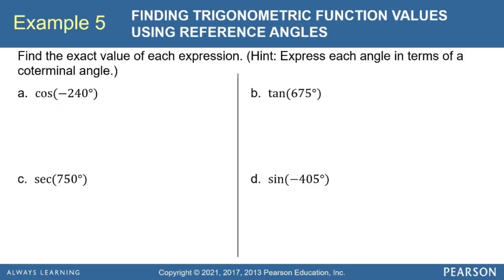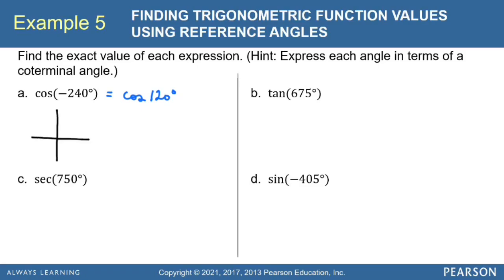Now it may very well be that you are comfortable sketching that angle in its negative state. But if you're not, then all you have to do is add 360 degrees to that to find a coterminal angle that's positive. And so if we do -240 plus 360, that's going to be 120 degrees. So the cosine of -240 degrees is equal to the cosine of 120 degrees because they're coterminal.